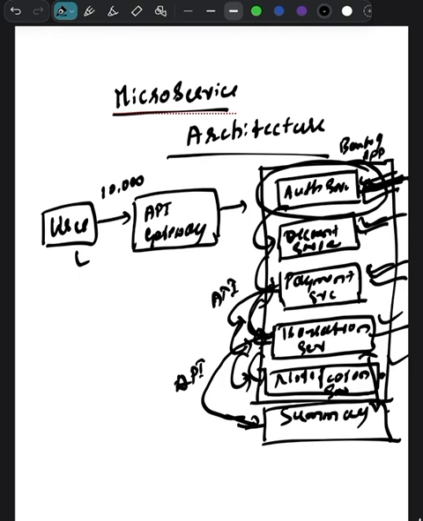So, in a nutshell, microservice architecture divides an application into smaller independent services, each responsible for a specific business capability. Right? This enables independent development, deployment, and scaling, and makes it an excellent choice for modern applications. Right? Microservice architecture is not about making applications smaller. It is about organizing software around business capabilities so that teams can build, deploy, and scale independently.